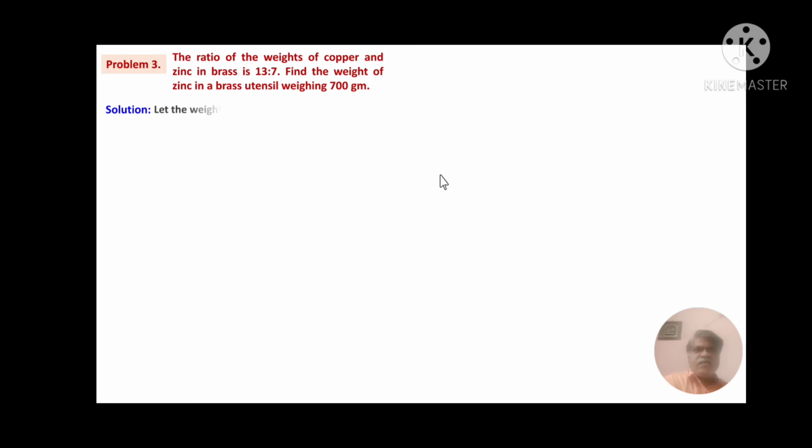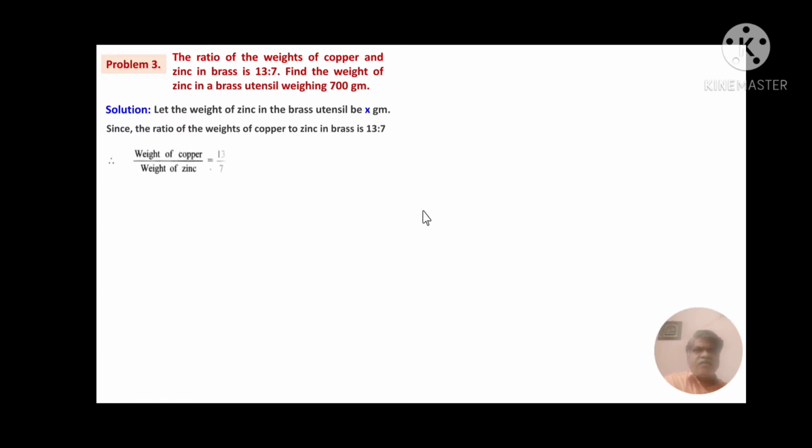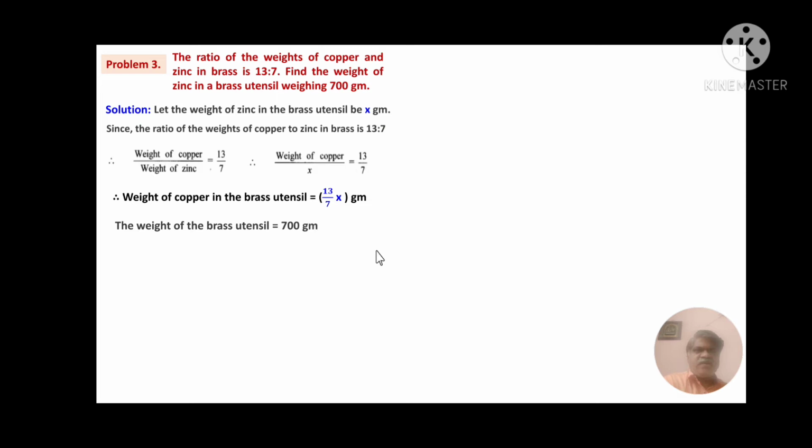Now, let the weight of the zinc in the brass utensil be x grams. Since the ratio of the weights of copper to zinc in brass is 13:7, we can write weight of the copper divided by weight of the zinc is equal to 13 upon 7. Therefore, weight of copper divided by x is equal to 13 upon 7. Therefore, the weight of the copper in the brass utensil will become 13 upon 7 into x grams. The weight of the brass utensil is equal to 700 grams.